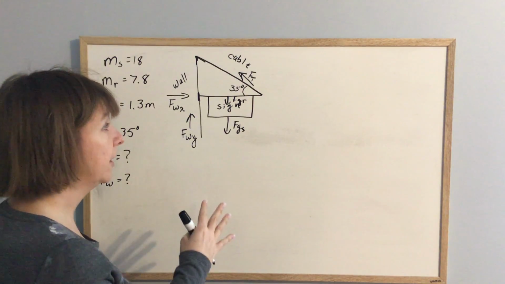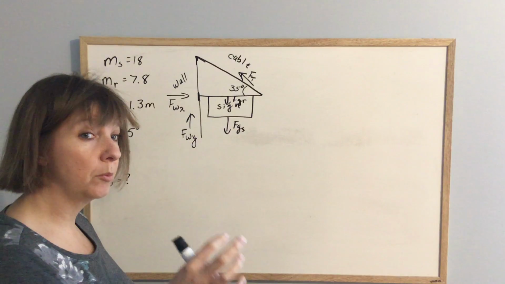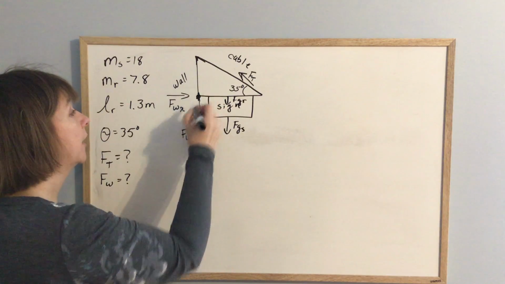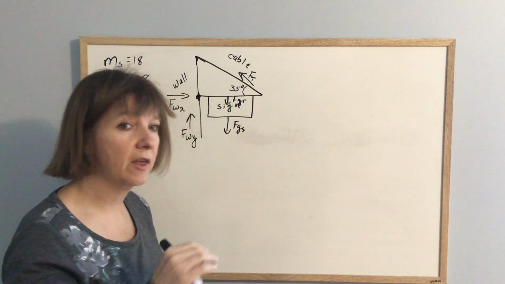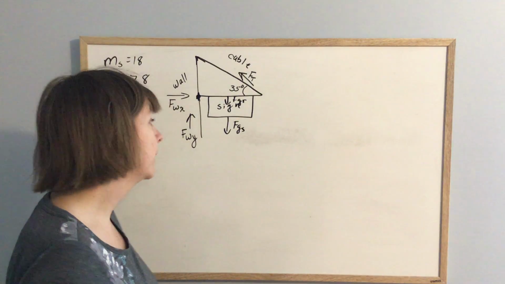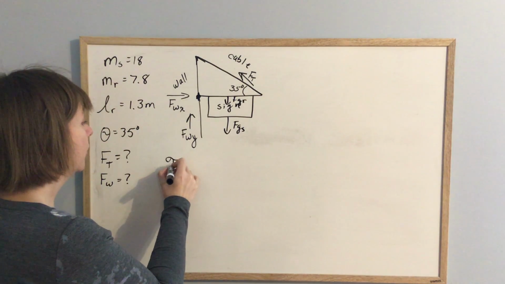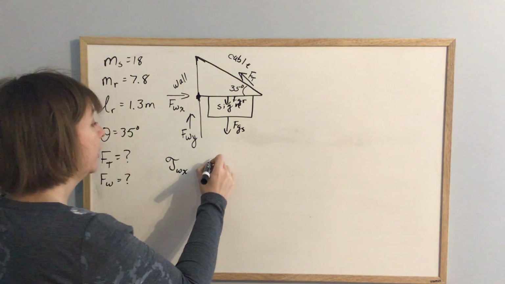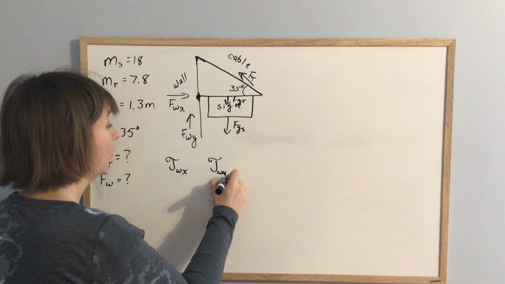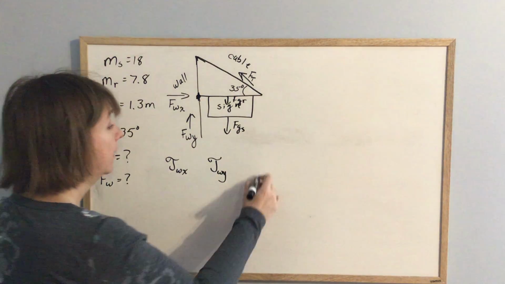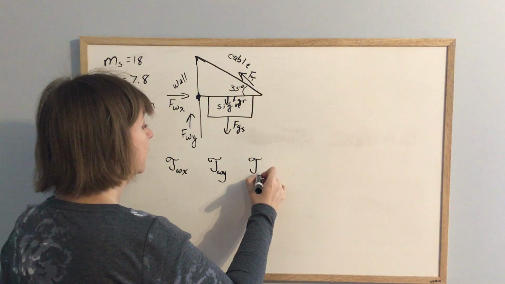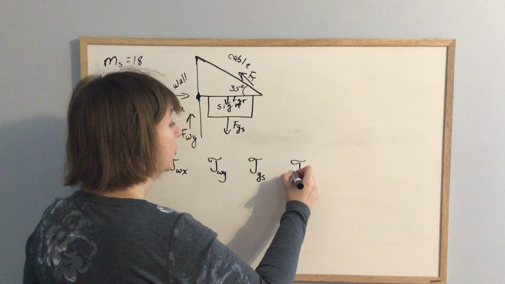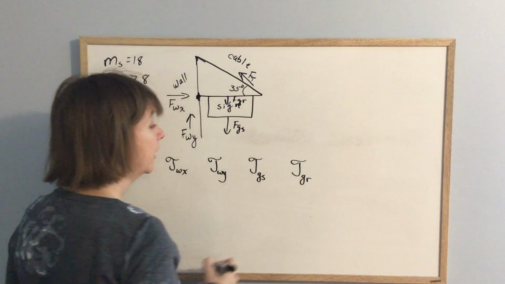Now, in terms of trying to decide whether the torque would be positive or negative, what we're going to imagine is that the wall and the rod, that's where your hinge is. That is your pivot point, okay? So we are going to have a torque because of the wall in the X direction. We are going to have a torque because of the wall in the Y direction. We are going to have a torque because of gravity on the sign.